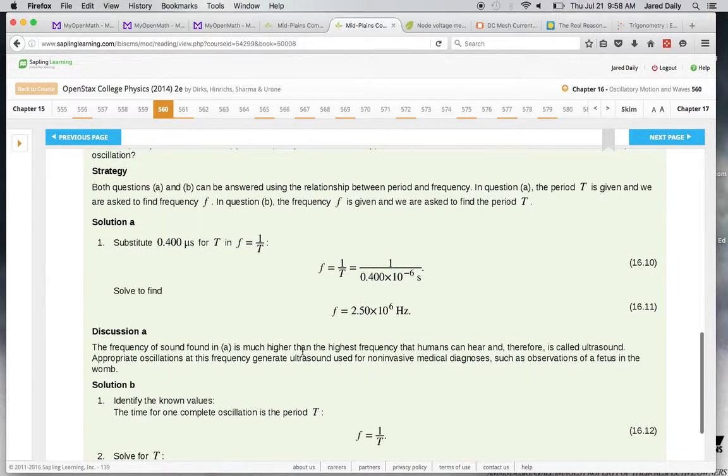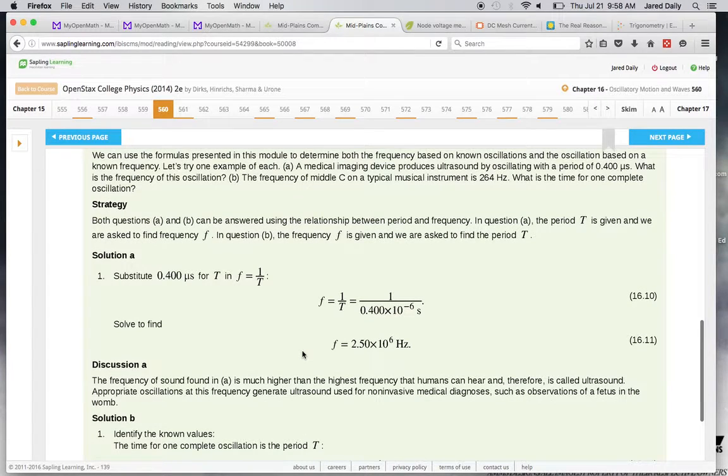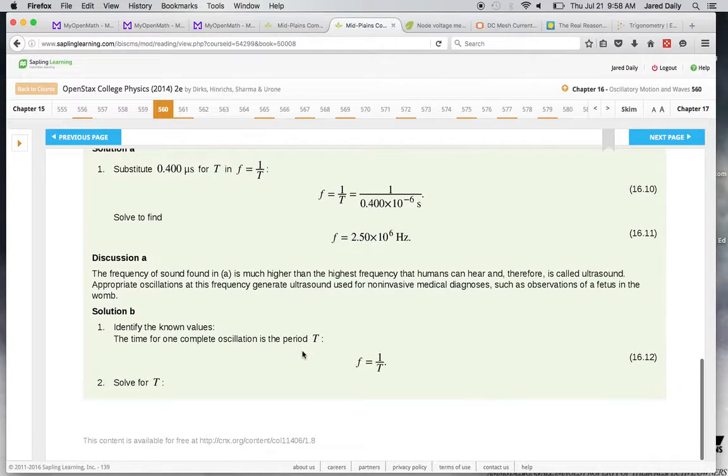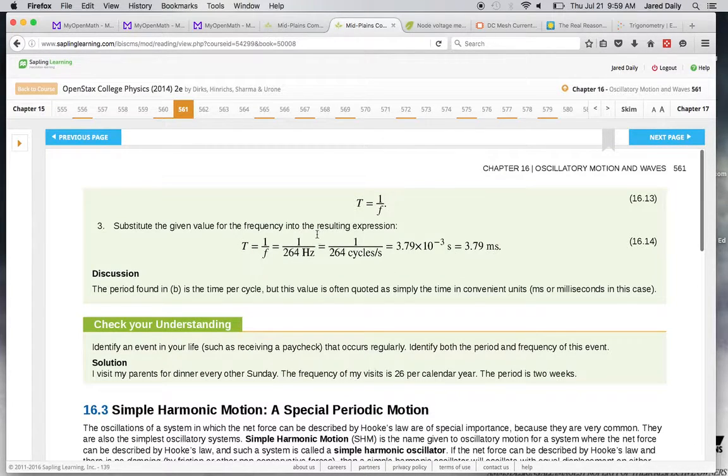And then in part B, we have the frequency of middle C is 264 hertz, and we want to know what is the period, how much time does it take for one complete oscillation. So frequency is 1 over period, so you solve for period and you get period equals 1 over frequency, and then you put 1 over 264 hertz, and then you get 3.79 times 10 to the minus 3, or 3.79 milliseconds for one wave of the middle C note to do its thing.